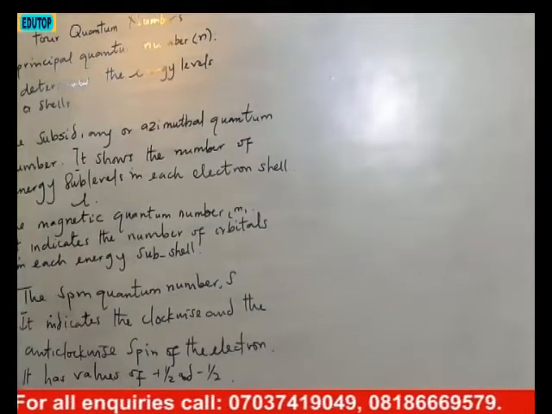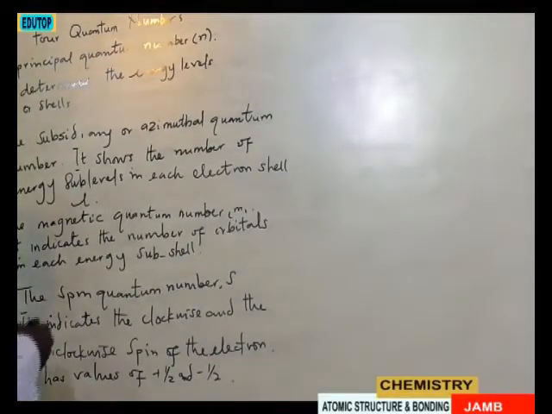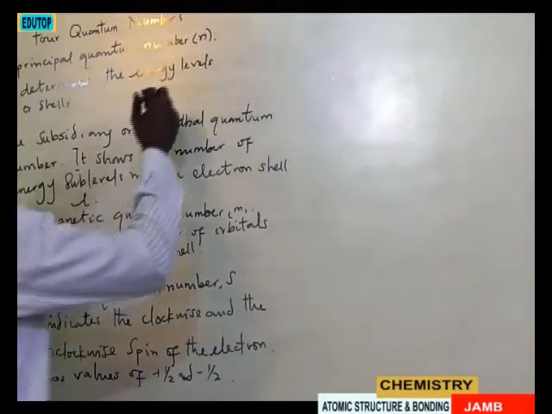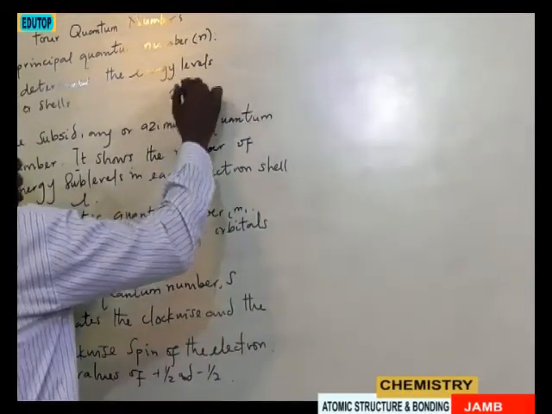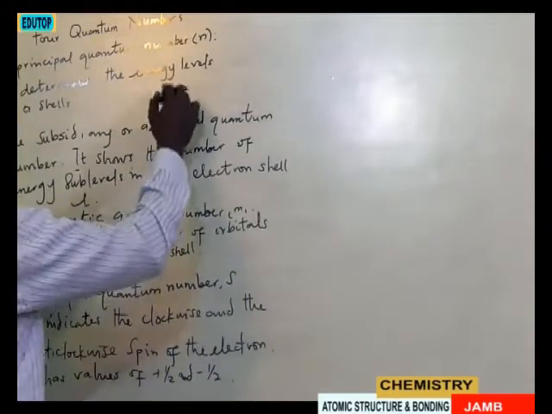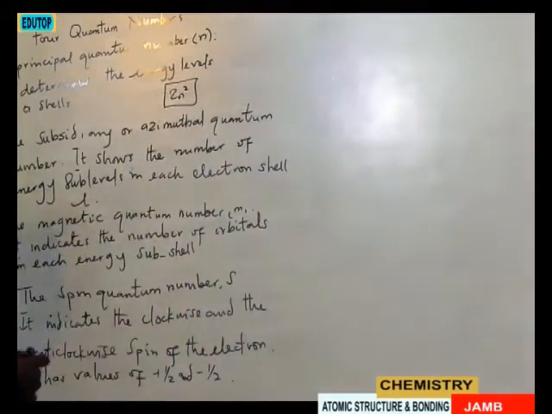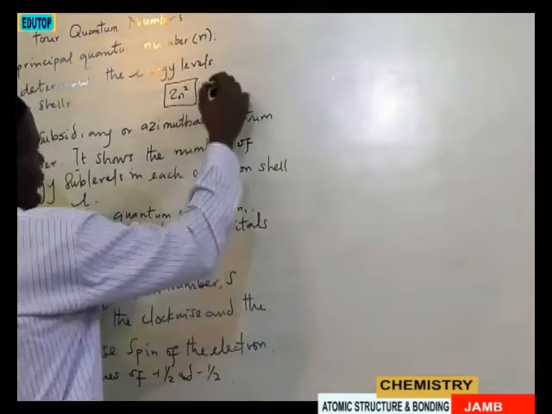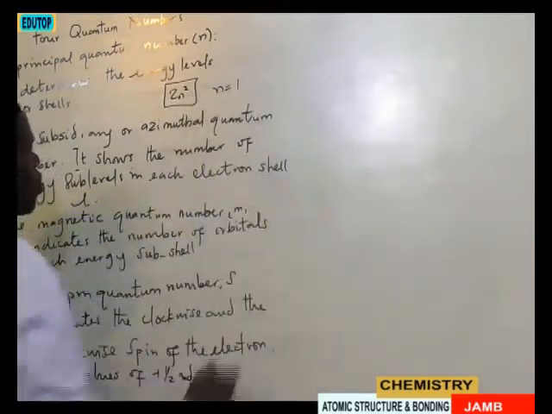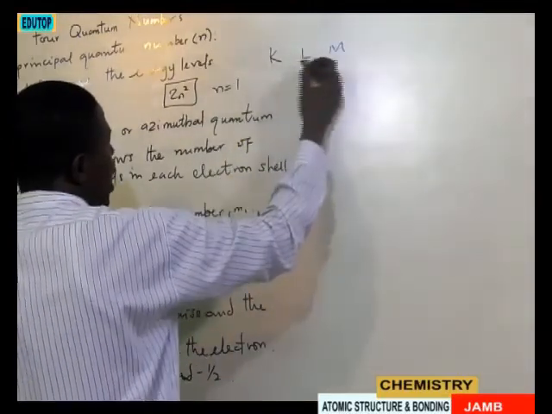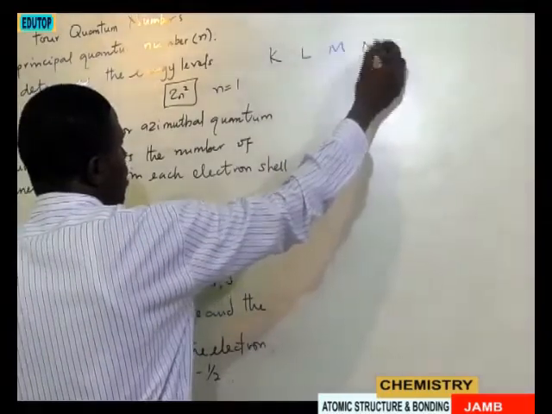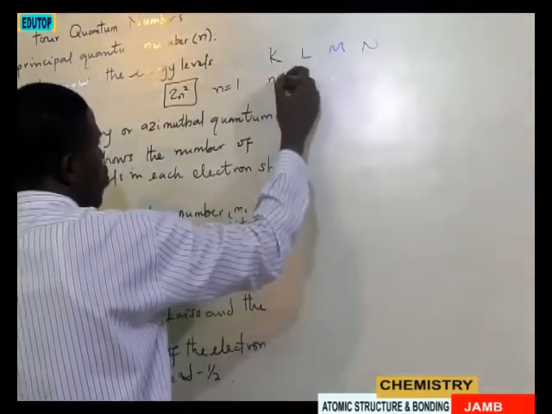And the second one is the maximum number of electrons that can occupy a shell, which is 2n squared. Take note of that. So the maximum number of electrons that can be occupied in a shell is 2n squared, where n is the number of what? Electron. So in that situation, when you have your shells K, L, M, N, for this one, your n is 1.